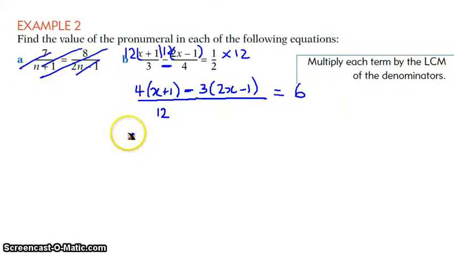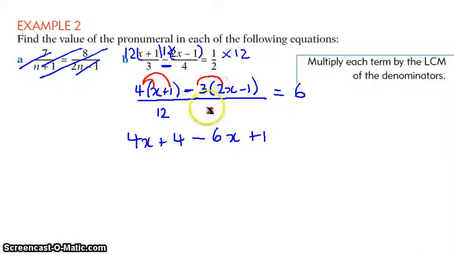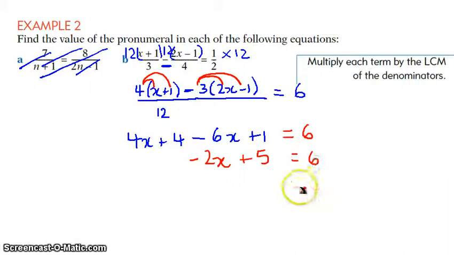So let's have a look. On the top, I've got 4x plus 4 minus 6x plus 1, because, let me just step you through that quickly. I did 4 times x, 4 times 1, minus 3 times 2x, minus 3 times 1 is minus 3, so the minus becomes a plus, and that is equal to 6. Okay. I now can simplify. So I've got 4x minus 6x, well that's minus 2x. 4 plus 1 is 5, and that is equal to 6.